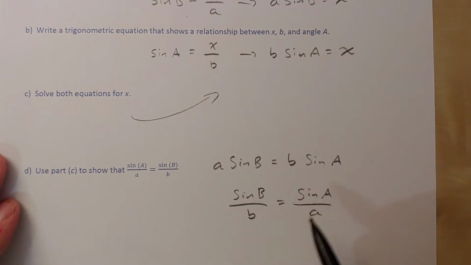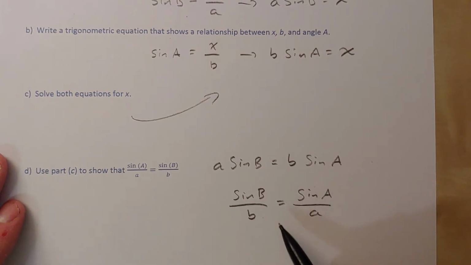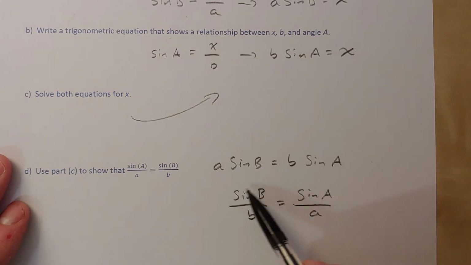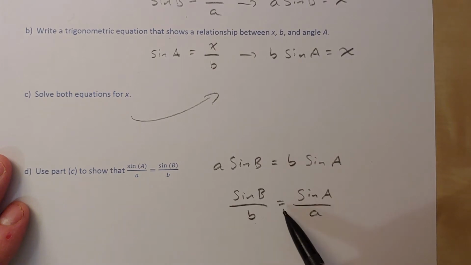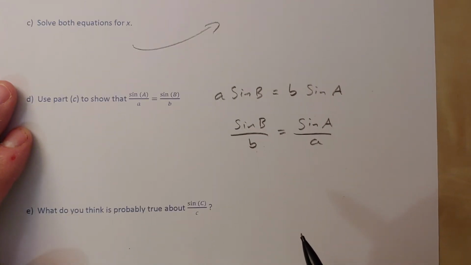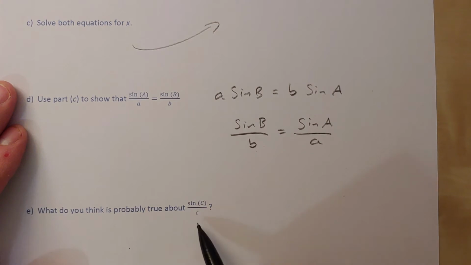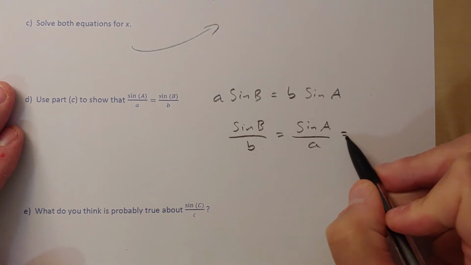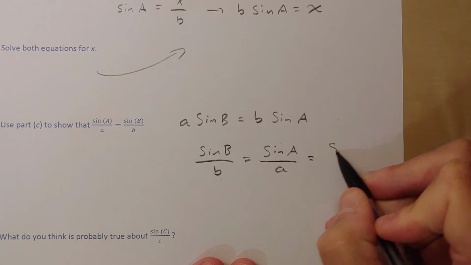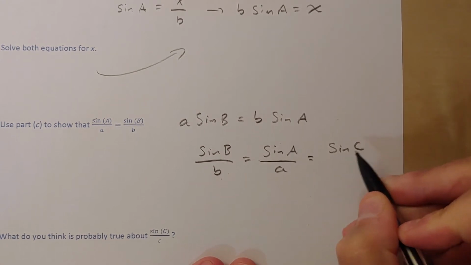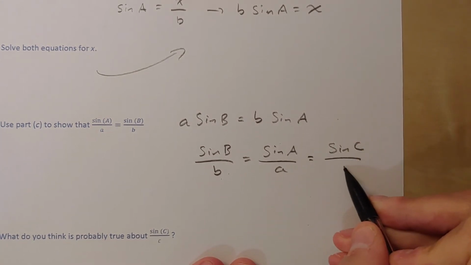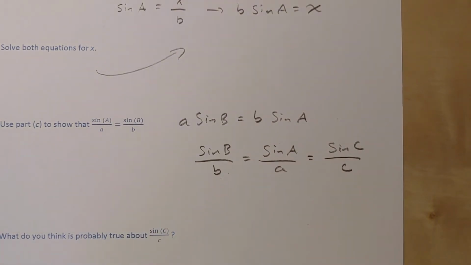Now that doesn't seem like much, but that's pretty significant. Think about this. This is telling us that the ratio between the sine of an angle and its opposite side is equal to the ratio of the sine of another angle over its opposite side. This says, what do you think is probably true about sine C over c? If you're thinking, well, these must also be equal to sine of angle C across from its opposite side, lowercase c, then you are correct.